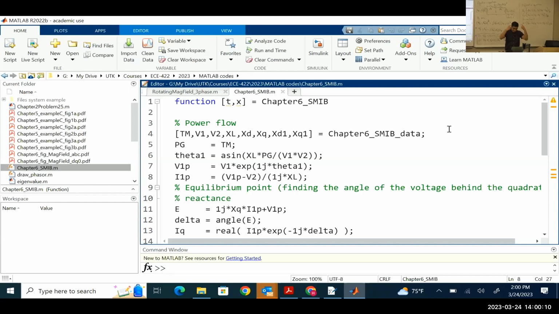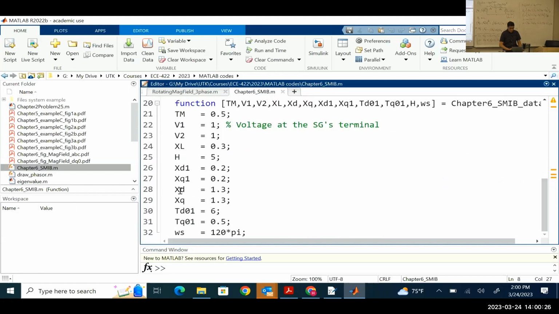I mentioned several weeks ago that it's convenient to store the data in just one location. So when we make changes, those changes are applied to everything you use in your code. So the data is already at the bottom here, and I put everything that we need for this system.